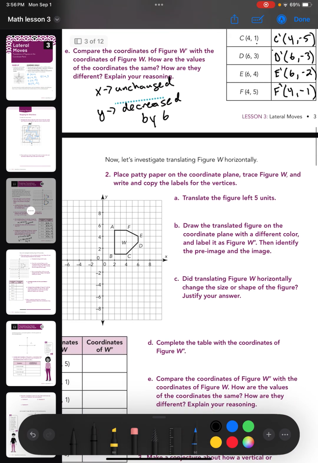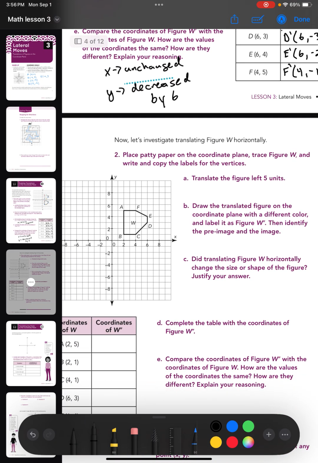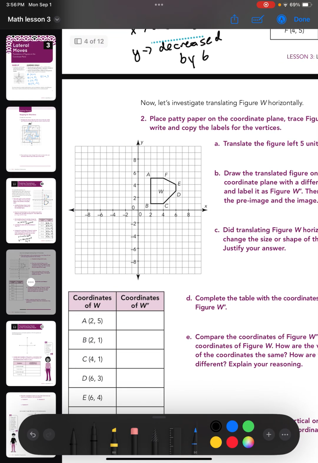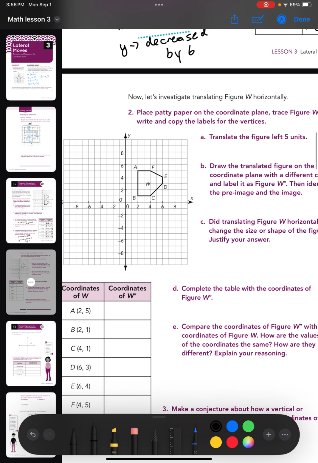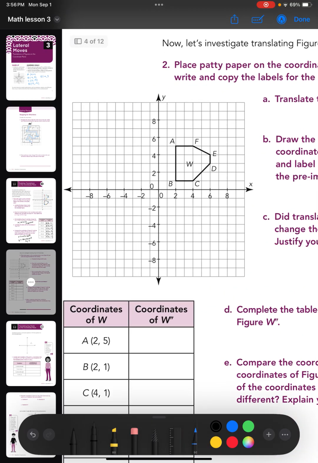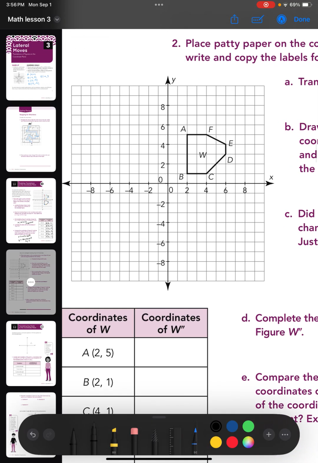Okay, moving to the next page, it says now let's investigate translating figure W horizontally. So now it's wanting us to translate that figure 5 units to the left. So again, let me zoom in here. I'm going to use colors again. Point A, 1, 2, 3, 4, 5.